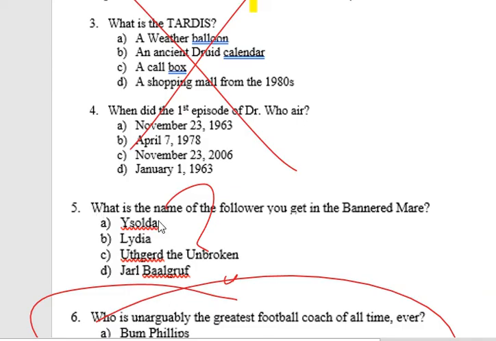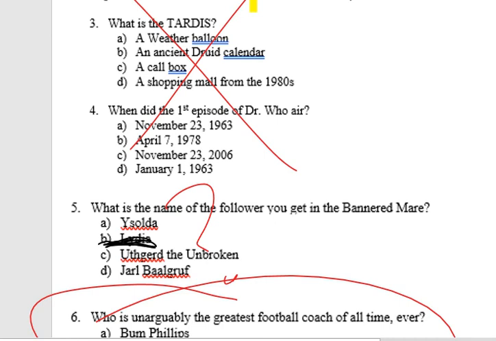Okay, so on to my next question mark. What's the name of the follower you get in the Bannered Mare? I think this is Skyrim because I see Lydia. I know that you get Lydia from Whiterun, like it's their castle. It's not, the Bannered Mare is a tavern. So I remember that. So I know that B is not right.